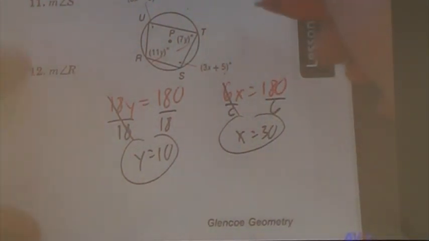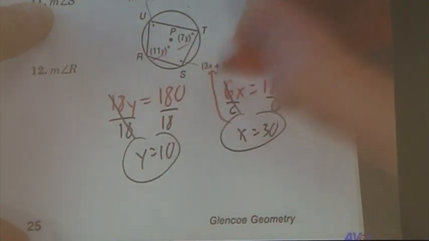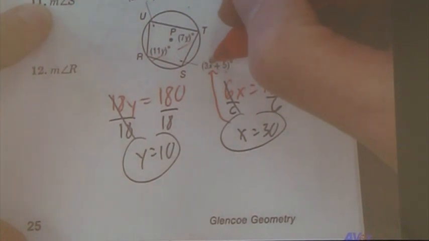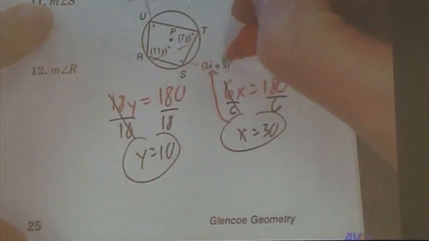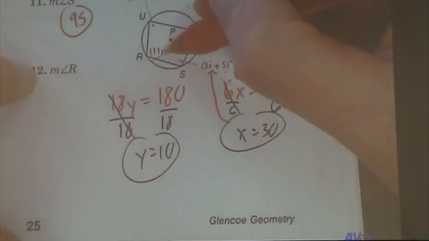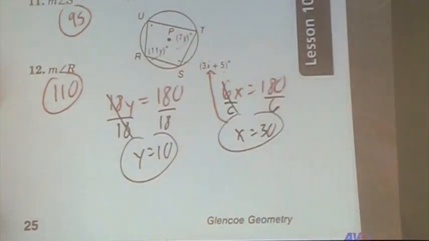Now I have to substitute it in. If I want to find S, I have to take my x and substitute it in right there. We can probably do the next in our heads though. 3 times 30 is 90. 90 plus 5 is 95. Boom. And for R, 11 times y, y is 10. So the measure of angle R would be 110. Done.